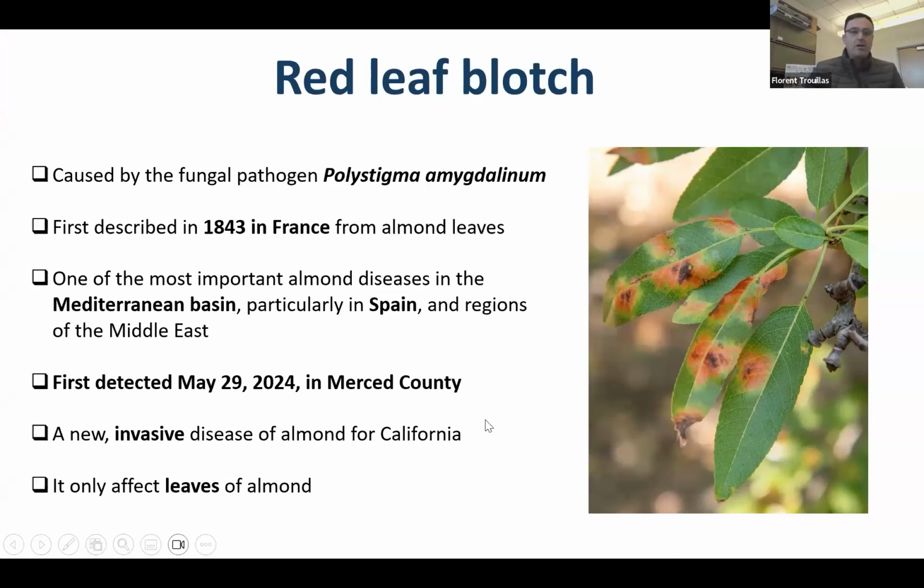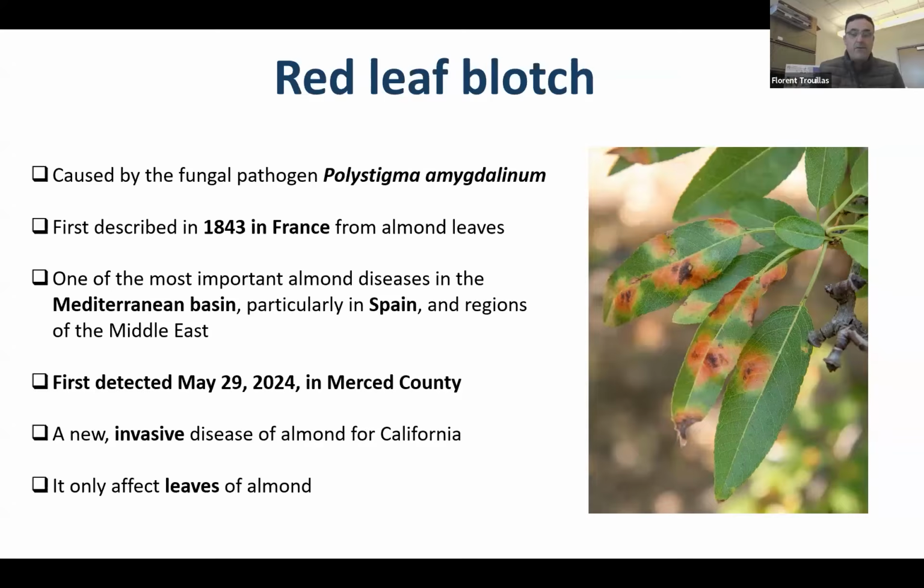So red leaf blotch is an old disease of almond. It's a disease that has affected almond trees throughout the Mediterranean regions. It's a very important disease of almond in Spain and the Middle East. The first detection, however, was from France, 1843. And again, it's a disease that only affects the leaves of almond. It's not getting on the twig, it's not getting on the hull or the fruit, really only a disease of leaf. It's caused by a fungal pathogen. The pathogen is called Polystigma amygdalinum.